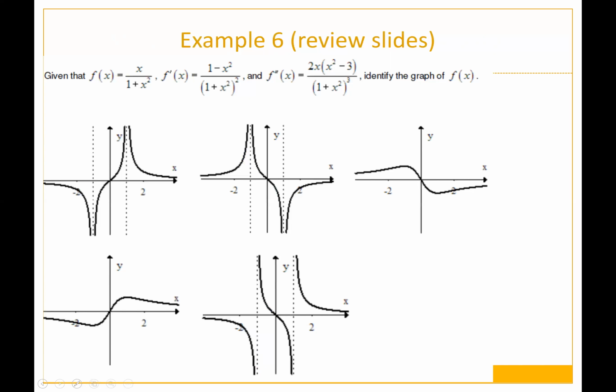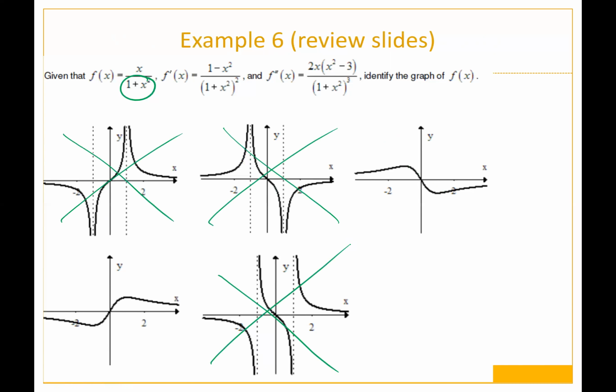First of all, you see that the function is continuous everywhere, based on the denominator, because it's always positive. So you're not going to have any discontinuity anywhere. So this one's not right, this one's not right, and this one's not right because it is continuous everywhere. Then you look at f prime of x. The sign of f prime of x only depends on 1 minus x squared.